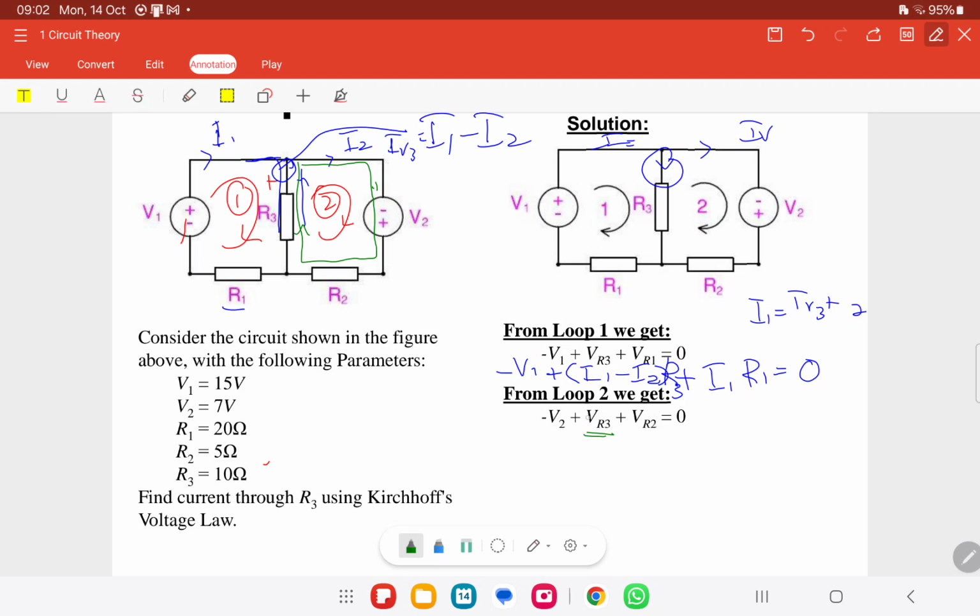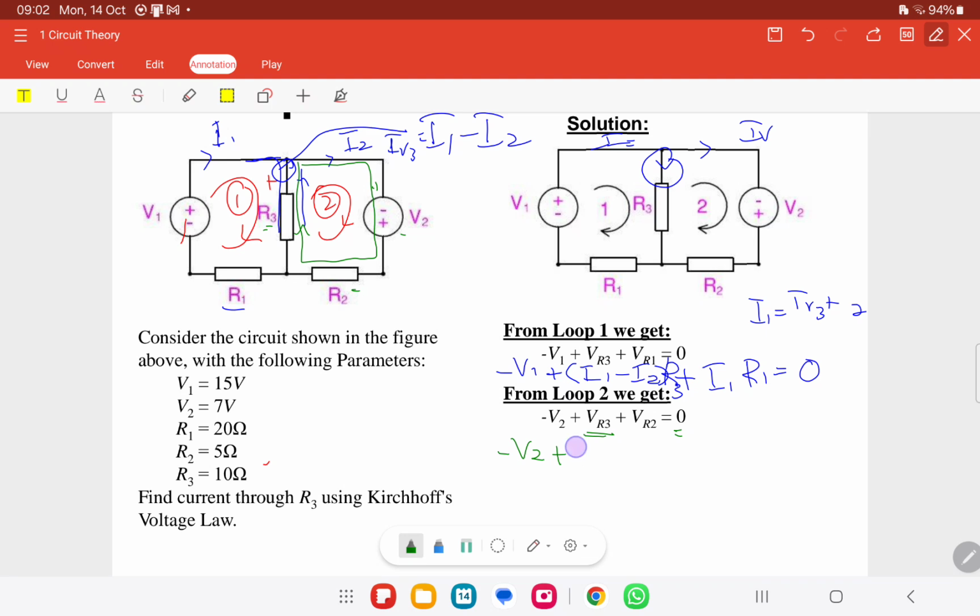Second loop sahaja. Okay, so minus V2, sebab dia masuk kod minus kan, minus V2 plus VR2 dulu sebenarnya. Tak apalah. Plus VR2 plus VR3 equals to 0. Ni kan? Loop 2 sahaja. Only for loop 2. Okay. So, minus V2 plus this one.